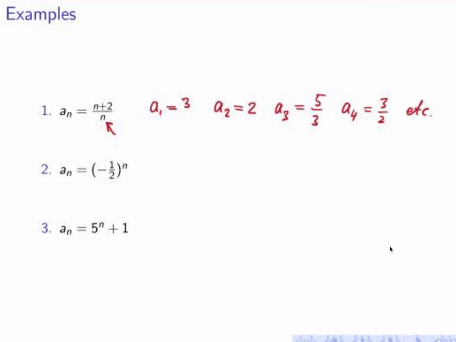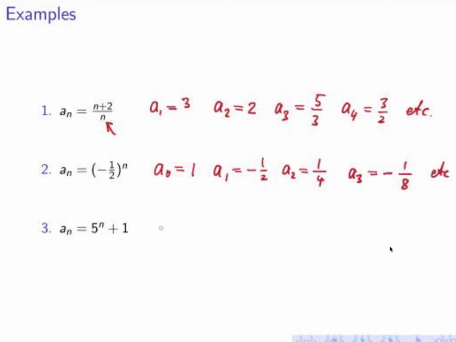Let's look at the next one. a_n equals (minus 1/2) to the power of n. So this is an exponential function in the index n. Here we can start with n is 0. So we have a0, (minus 1/2) to the 0 is always equal to 1. a1 is minus 1/2. a2 is (minus 1/2) squared. So then the minus sign disappears. We get (1/2) squared, which is a quarter. a3 is then (minus 1/2) to the power of 3. So we get minus times minus times minus, which is minus. So we have minus 1, and then 2 times 2 times 2 is 8, minus 1/8, etc.